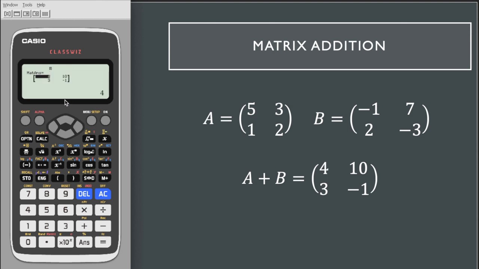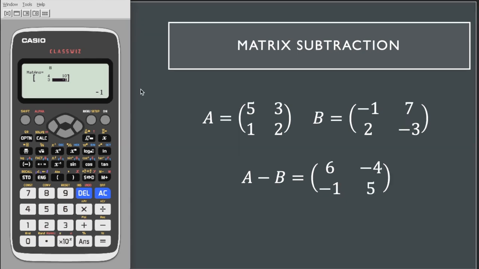And as you can see here, we end up with this matrix answer value, which is elements of 4, 10, 3, and -1. And that is the exact same matrix that we have here. So that is matrix addition.